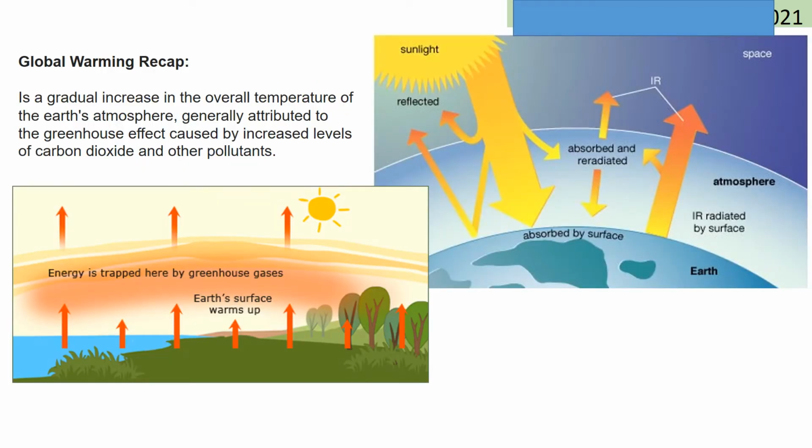So just a global warming recap. Global warming is the gradual increase in overall temperature of the Earth's atmosphere. It's generally attributed to the greenhouse effect caused by increasing levels of carbon dioxide and other pollutants. So global warming is the average temperature of the Earth increasing. If you were to take an average temperature from all over the world for 1 year, that temperature is increasing as we go along. So that is what global warming is.